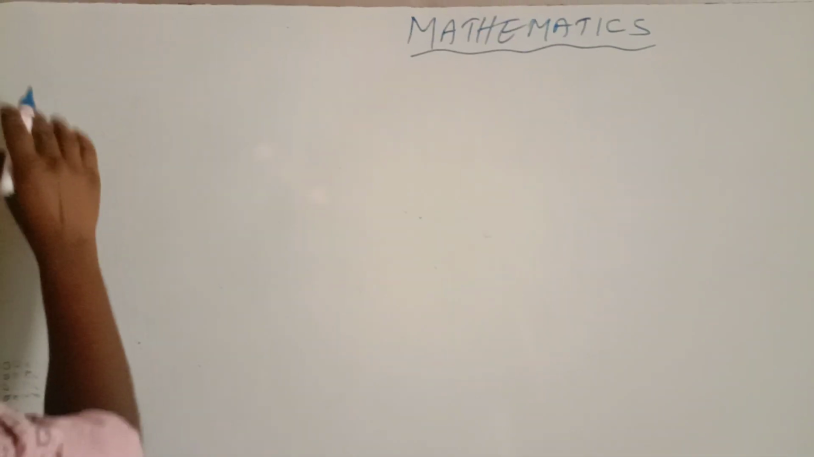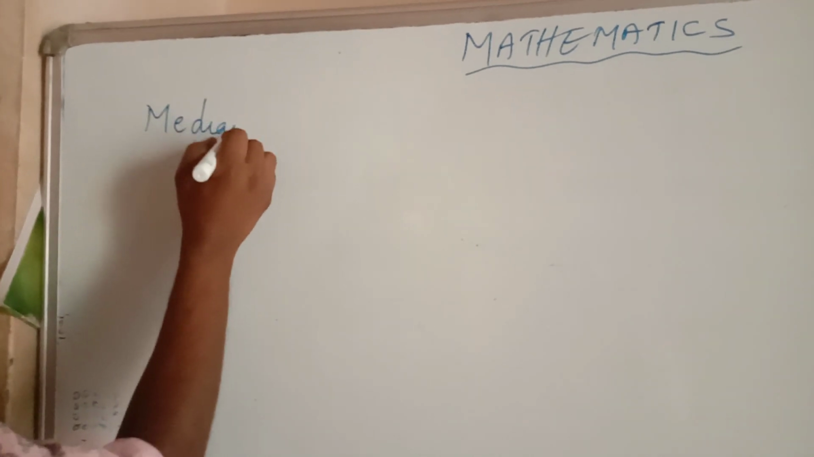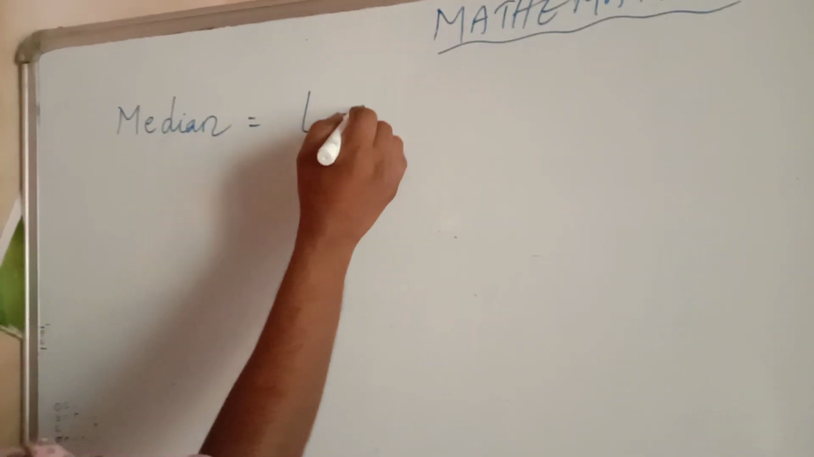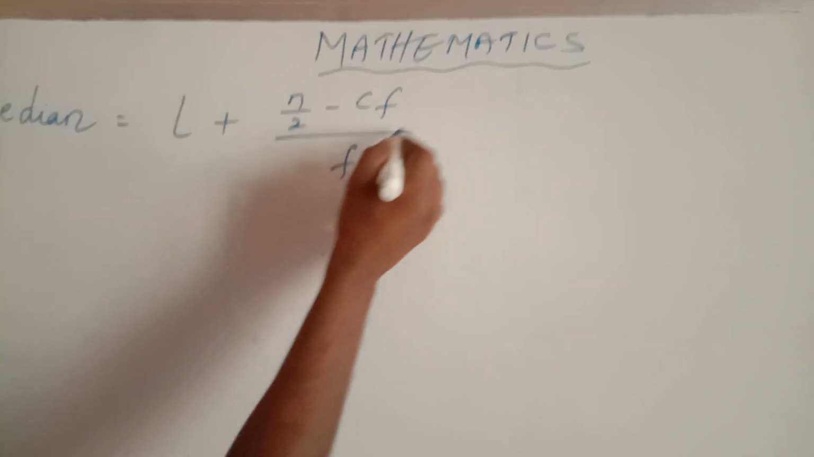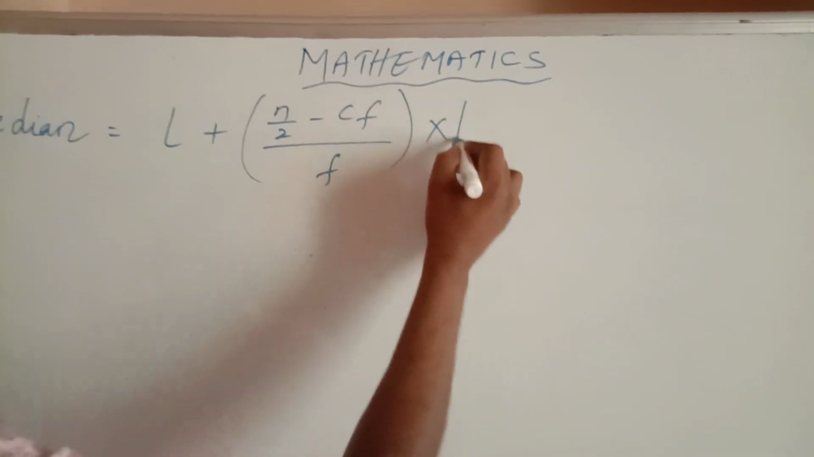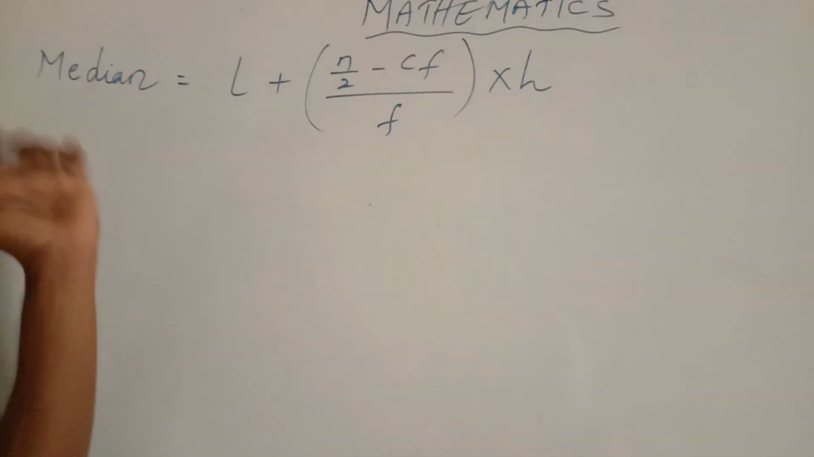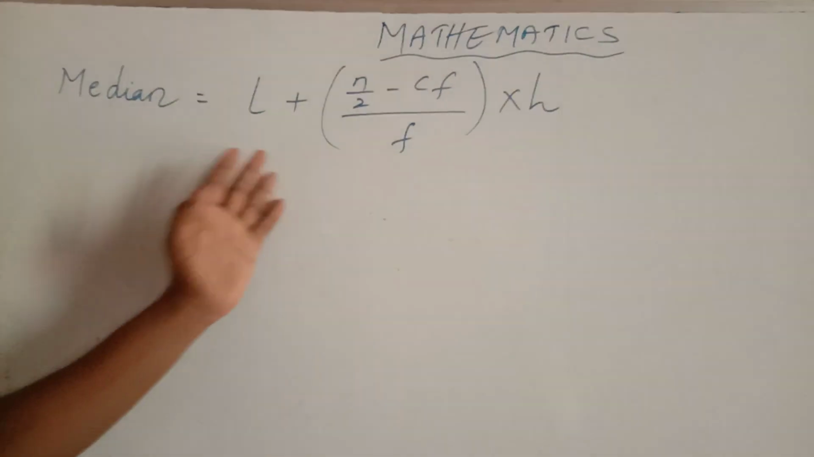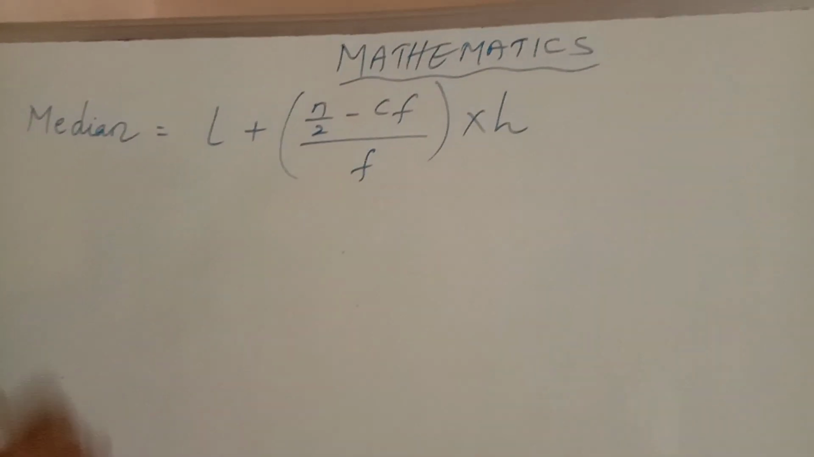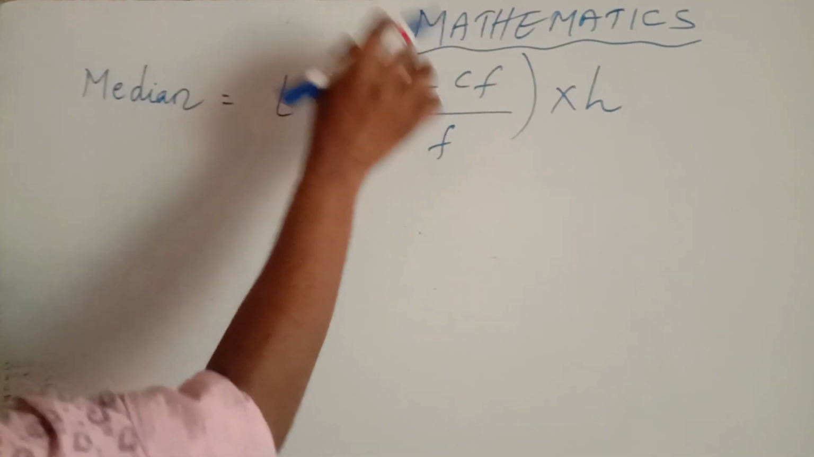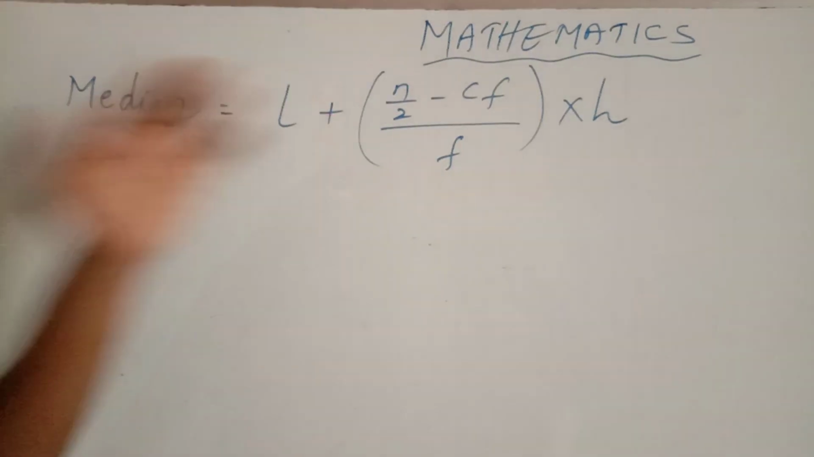Before that, the formula is: median equals L plus (n by 2 minus Cf) by small f, into h. He will ask a question: write a formula for the median of a group of data and explain the terms in it. What is L, what is N, what is Cf, what is f, and what is h, you are going to explain after writing the formula.